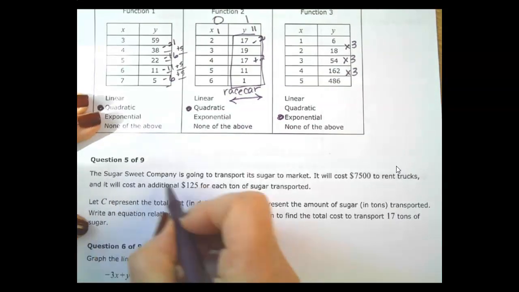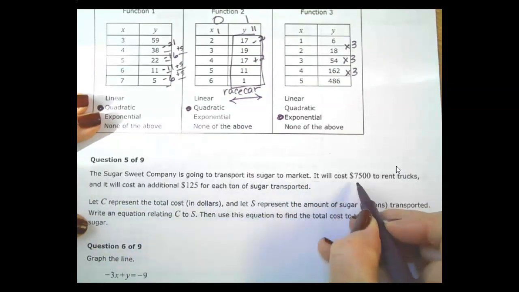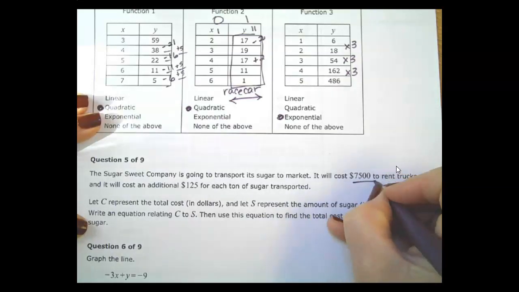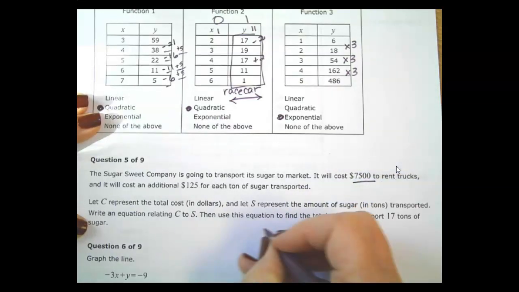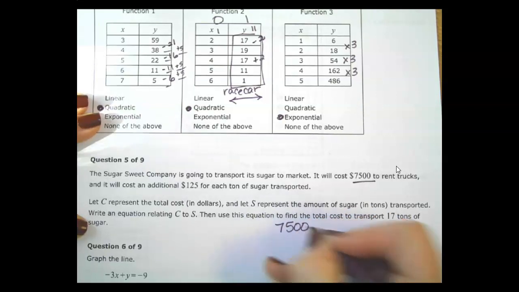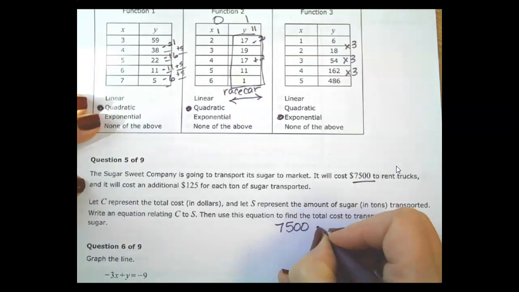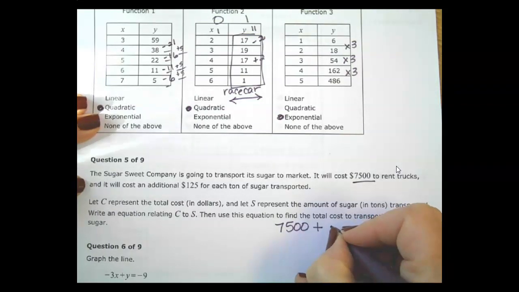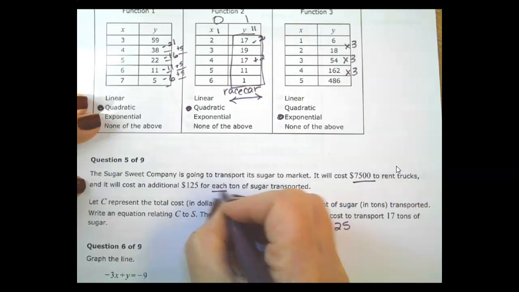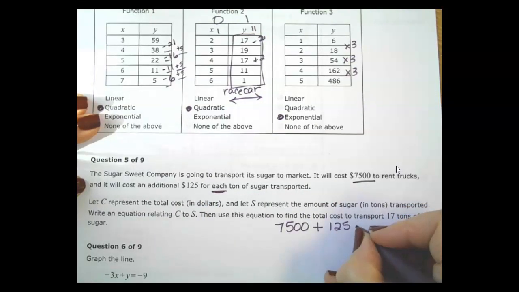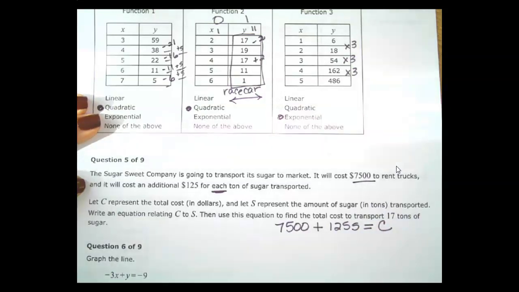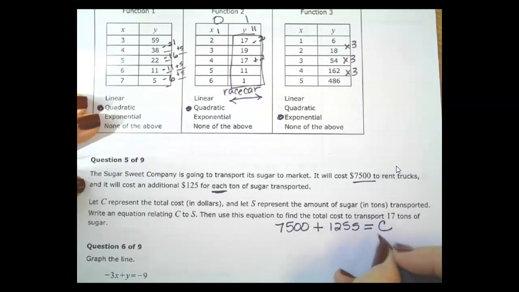So the sugar sweet company is going to transport its sugar to the market. This is the flat fee. That's that constant, your y-intercept. You're going to pay that no matter what to rent your trucks. And it's going to cost an additional $125 for each, that means multiply, tons of sugar. And that's going to equal how much it's going to cost. Now, if you want to use X and Y here and then change it to S and C, you can.